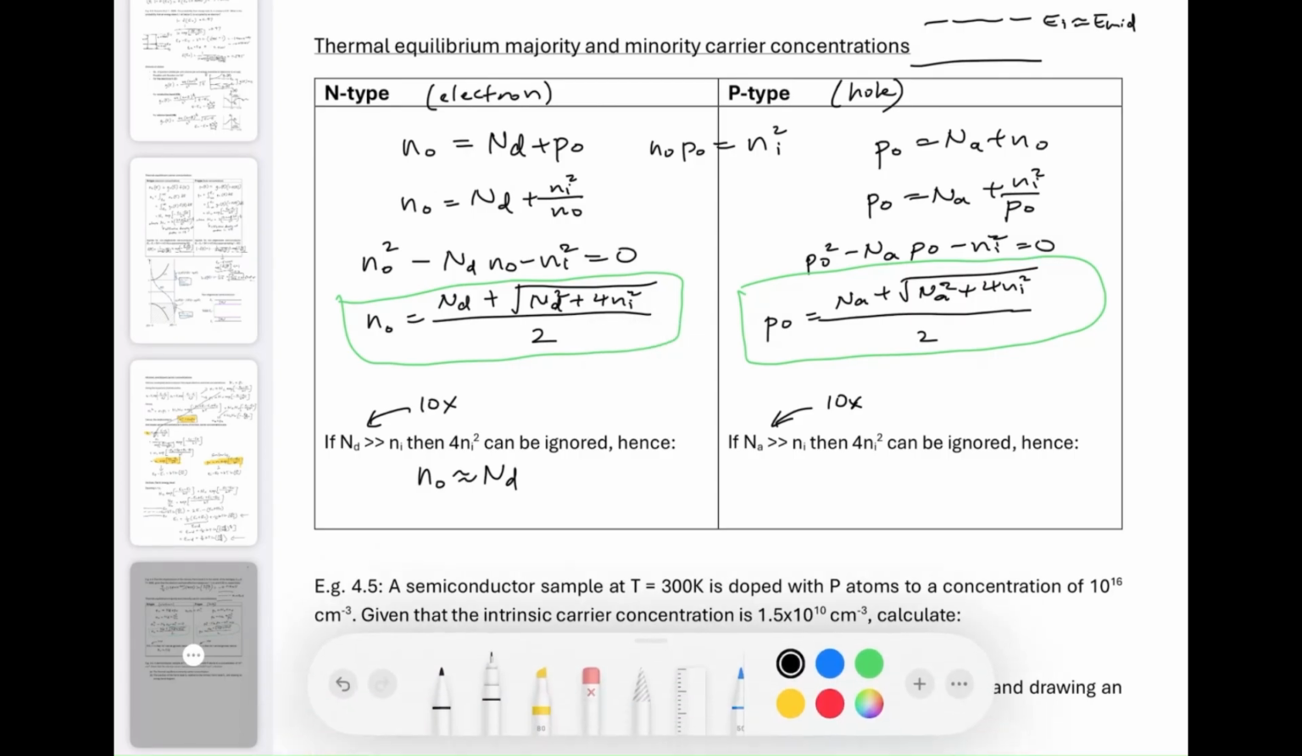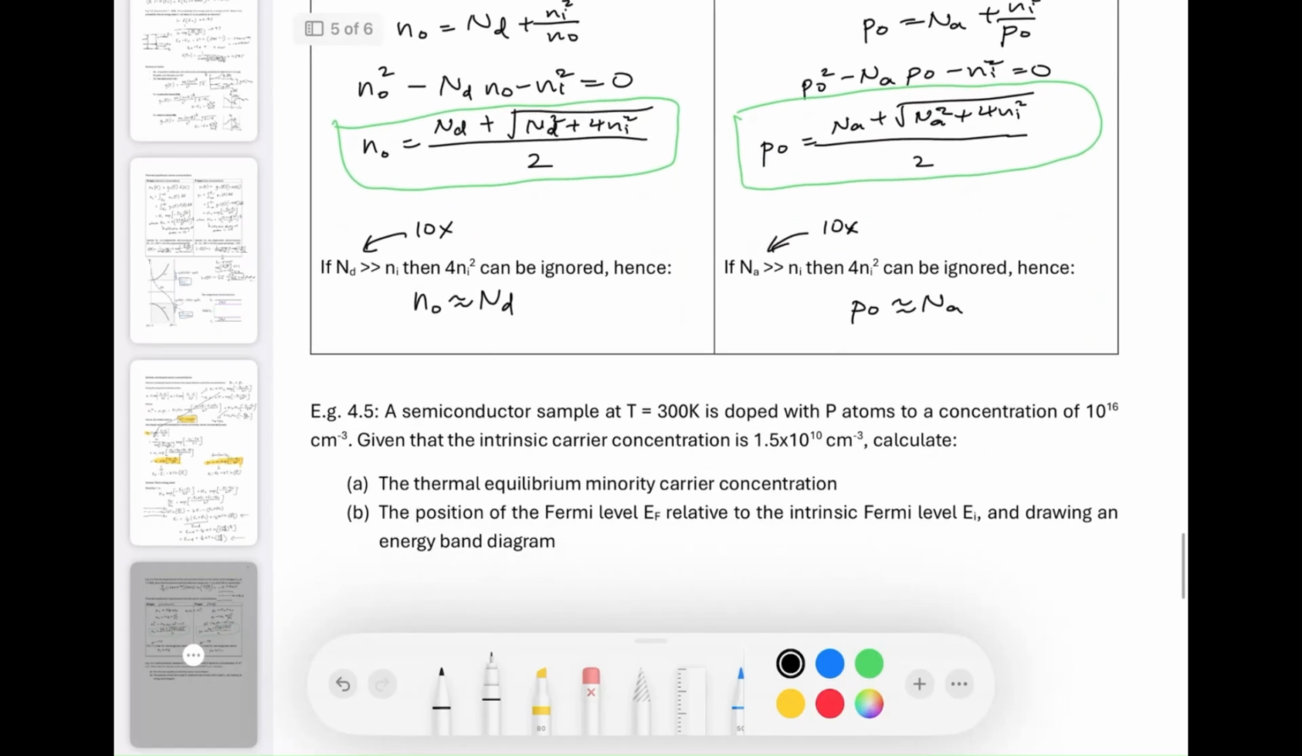When the acceptor doping concentration is much larger than the intrinsic carrier concentration, you can just approximate it to the acceptor concentration.